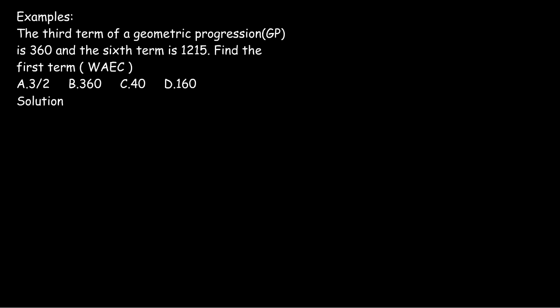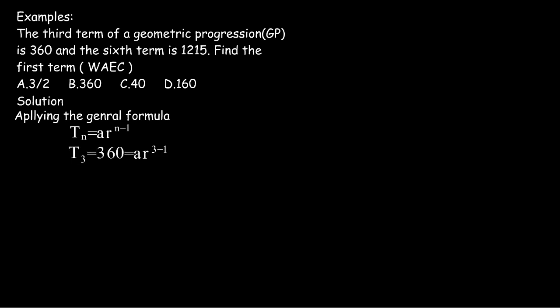and the sixth term is 1215. Find the first term, and this example is from WAEC. Applying the general formula for the nth term, we know that Tn is equal to ar raised to the power of n minus 1. So for our third term, T3 is equal to 360, because we are given a value, which is equal to ar raised to the power of 3 minus 1. Simplifying that, it becomes 360 is equal to ar to the power of 2. This will be our equation 1.